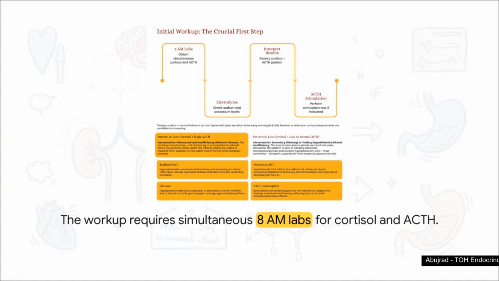Look, timing is absolutely everything here. Cortisol follows a diurnal rhythm, right? It peaks somewhere between 6 and 8 in the morning, so drawing a random cortisol in the afternoon is pretty much useless for screening. The key is to get a coordinated 8 a.m. draw for both cortisol and ACTH at the same time. That single blood draw gives you a perfect snapshot of the conversation happening between the pituitary and the adrenals.